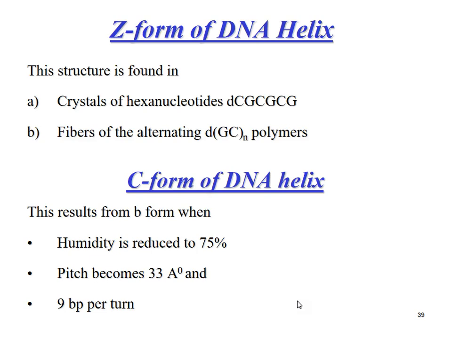Okay, one is the Z form, another is the C form. As I told you, the C form is when the humidity is reduced. And then the Z DNA. For Z DNA, it is this kind of repeat, C-G or G-C repeat. And sometimes we call it hexamer. They make DNA in such a structure, which is a zigzag pattern, that's why it is called Z DNA. And very interesting, all the DNA is right-handed, this Z DNA is the left-handed helix.